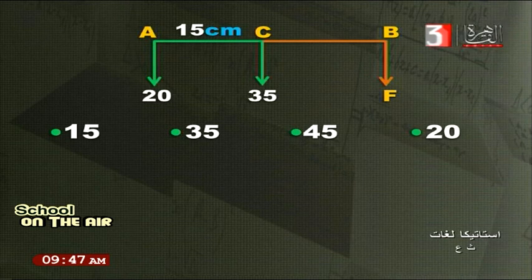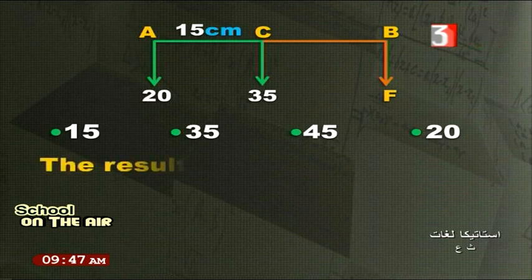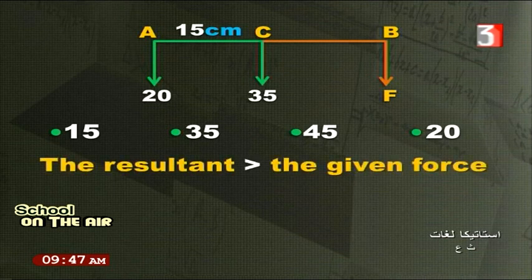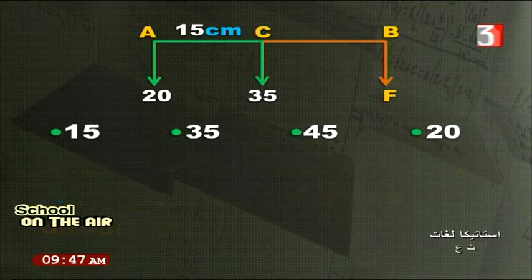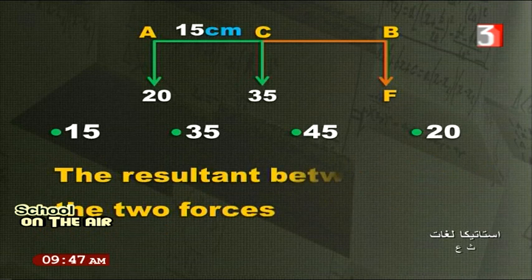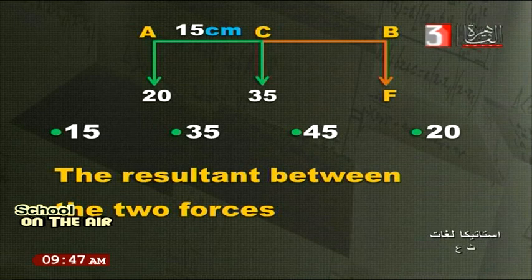Because 35 or R equals F1 plus F2. The resultant is more than the given force, so the two forces are in the same direction. We know that if the resultant is more than the given forces, then they are like parallel forces. The resultant lies between the two forces.